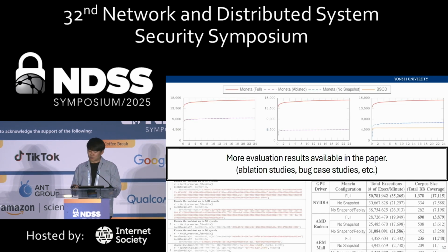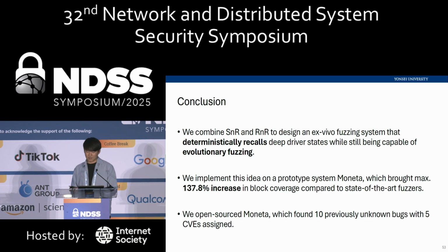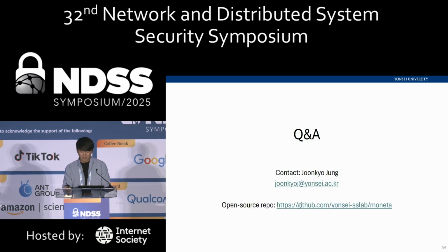And in the paper, we also present other ablation studies, rehosting techniques, and comparison to previous GPU driver fuzzing works. So wrapping up, we combined snapshots and record and replay to design an Ex-Vivo fuzzing system that deterministically recalls deep driver states while still being capable of evolutionary fuzzing. And we also open sourced this system, Moneta, which brought a maximum 137.8% increase in block coverage compared to state-of-the-art fuzzers, and found 10 previously unknown bugs with 5 CVEs assigned. So thank you for listening, and I am happy to take any questions.